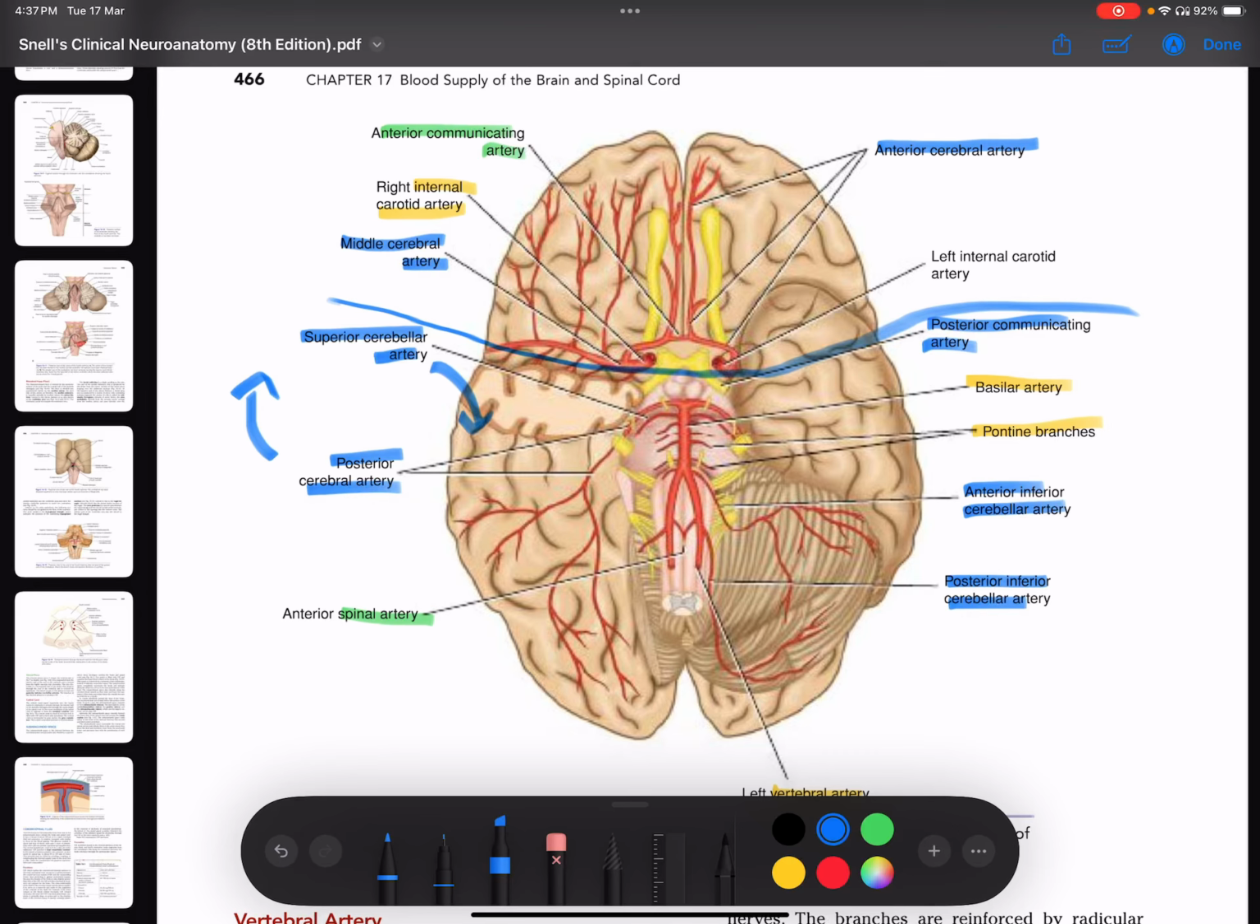Today we're talking about the circle of Willis. The circle of Willis is basically the blood supply of the brain, and it's found on the inferior surface of the brain. It's formed by two major arterial systems. One is the internal carotid system and the other is the vertebro-basilar system.